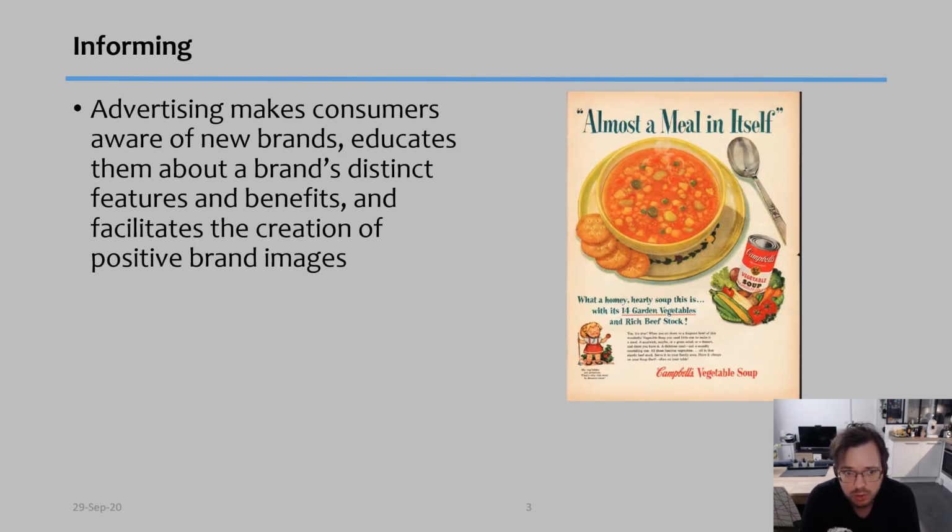Now, advertisement makes consumers aware of new brands, educates them about brand distinct features and benefits, and facilitates the creation of positive brand images. In other words, one of the functions of advertisements is to inform consumers about the characteristics of the product and about how the product has certain attributes and how it can be used. This is an example on the slide, an example of Campbell's soup. It's a very old advertisement from the 1950s, but you see that it makes salient the products that go into it and the fact that it can substitute a meal and how good it is, but it's very focused on informing the consumer what the product actually contains.